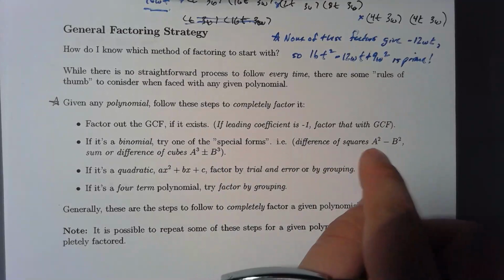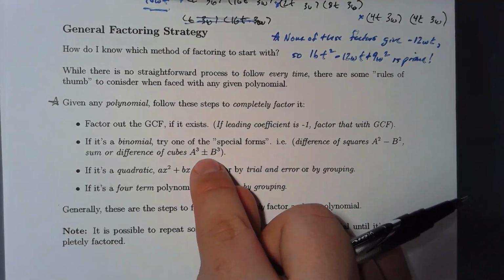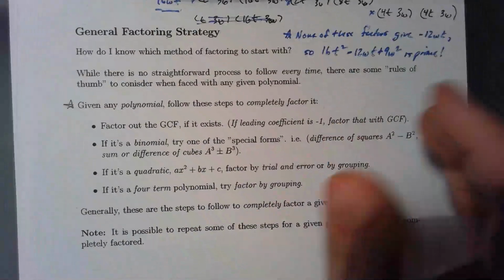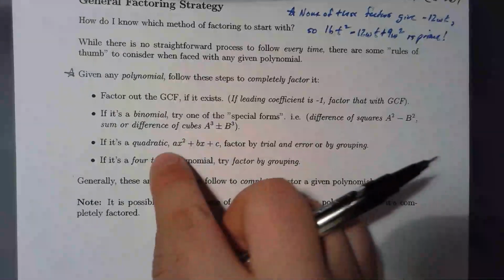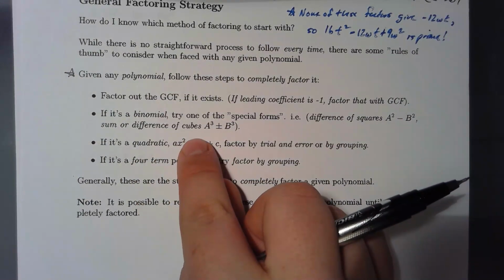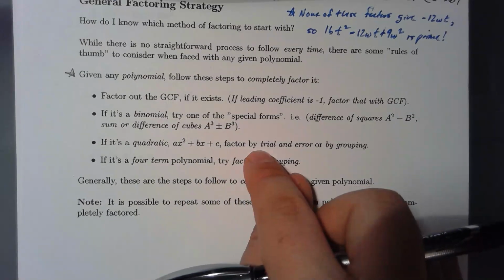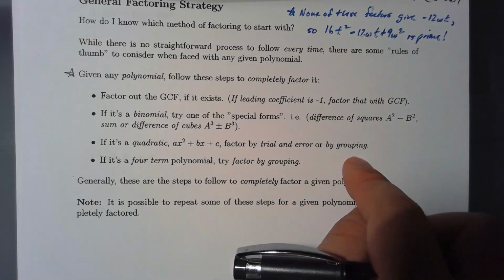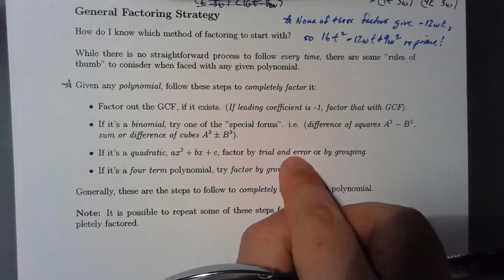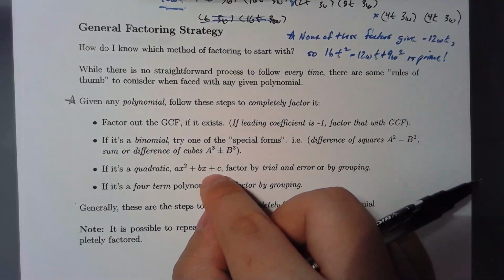In other words, is it a difference of two squares? Or is it a sum or difference of two cubes? Just like we've seen. If it is, then you could factor it. If it's a quadratic, which looks like this, it could look like this, it could look like that. You want to factor it by the AC method using trial and error or by grouping. Either one works fine, but you have to see if you could factor.